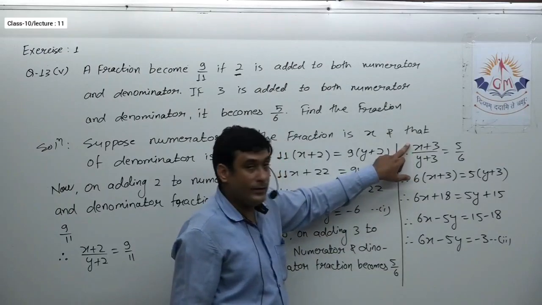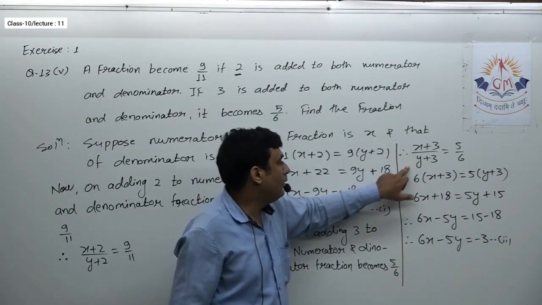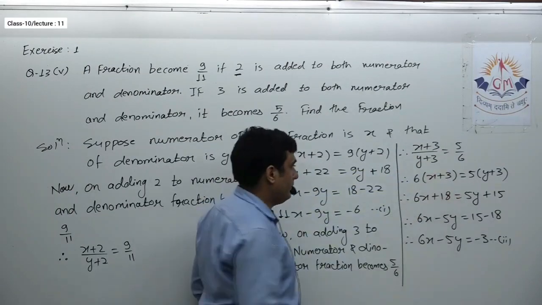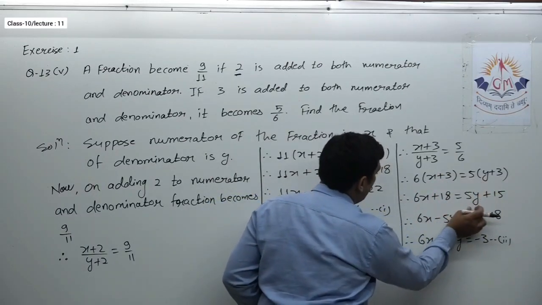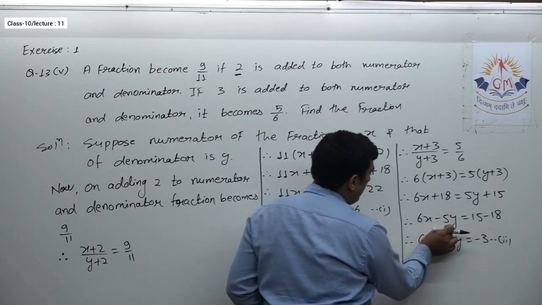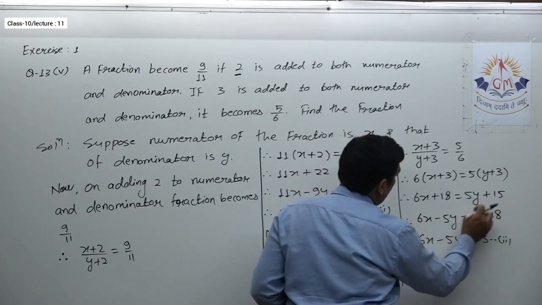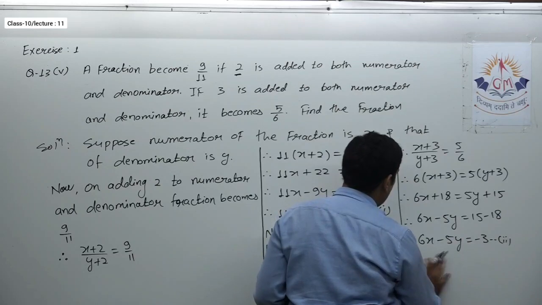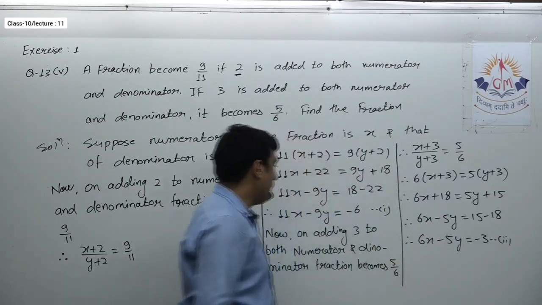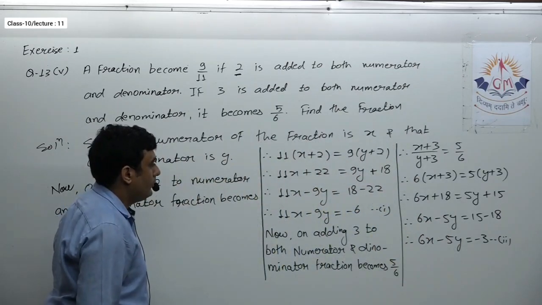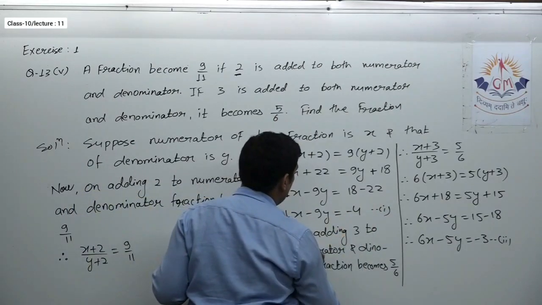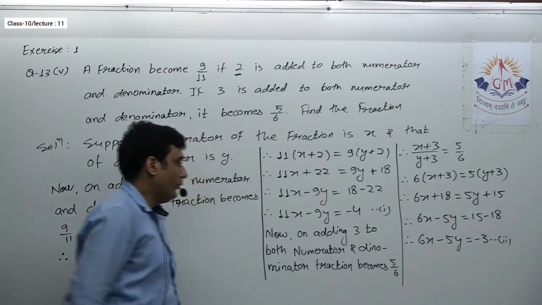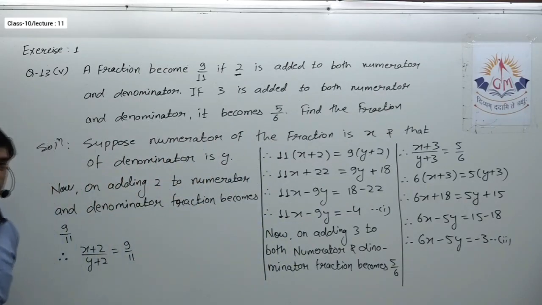So when I added 3 to the numerator and denominator, it is equal to 5/6. So here again 6x plus 18 is equal to 5y plus 15. 5y when it comes over here becomes minus 5y, and 15 minus 18 gives minus 6. So these two are the equations. Here it will be 4, minus 4, not minus 6. So please note it down, then we will see the next question.